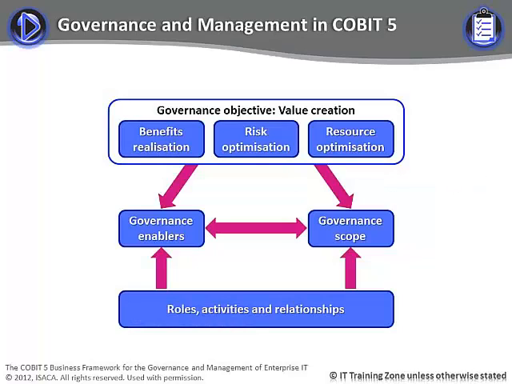The diagram on your screen illustrates the COBIT 5 governance approach. We've discussed the governance objective of value creation in an earlier lesson. This diagram shows how this rests on three elements: governance enablers, governance scope, and governance roles, activities, and relationships.